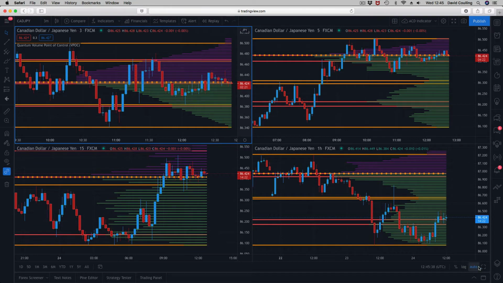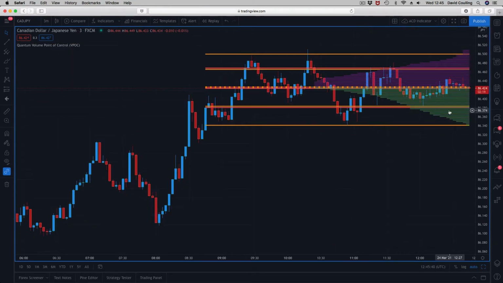Start with the 3-minute. Let's just open that up full size. Where are we? Well, we're trading around the volume point of control. The histogram, as you can see, is designated in 2 colors, but you can change that in the settings. I have the purple above and the green below, which really gives you a straight line view on where the volume point of control is actually sitting right now, and it's on this dashed line.